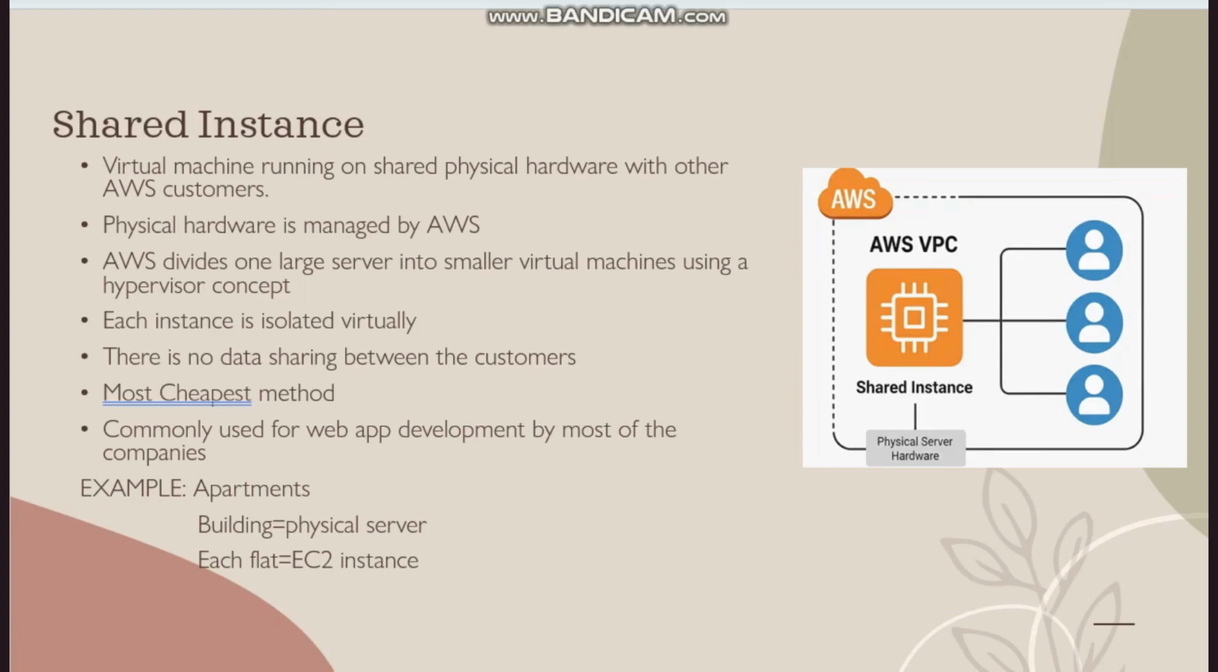The example for shared instance: if we take an apartment, the entire building is the physical server, and each flat inside the building is like each EC2 instance present in the physical hardware. Different families live in the flats. Likewise, different customers' EC2 instances will be placed on the same physical hardware.